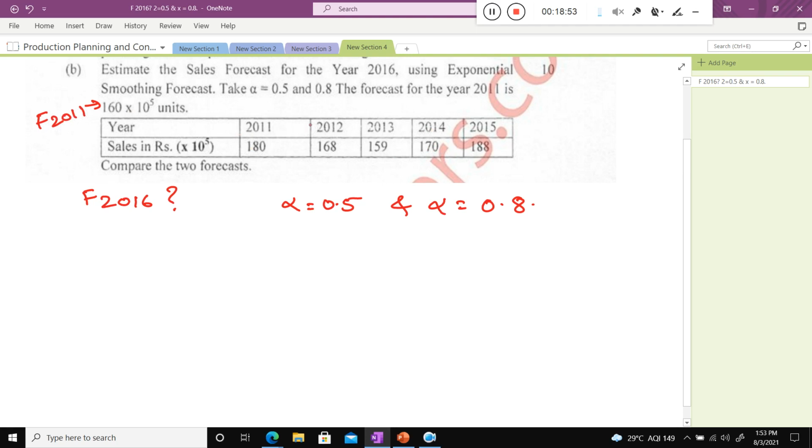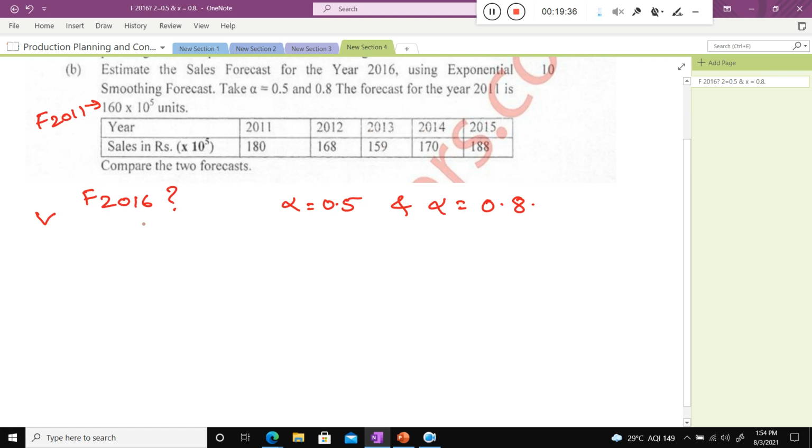If you know the forecasting and demand of 2012, then can you calculate the forecasting for 2013? Now if you have both data, then can you calculate the forecasting for 2014? Same method you can apply to calculate the forecasting for 2015. If you have these two data, then you can answer this question, that is, the forecasting of 2016.